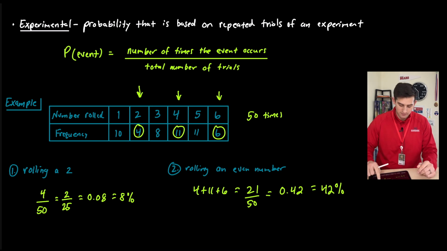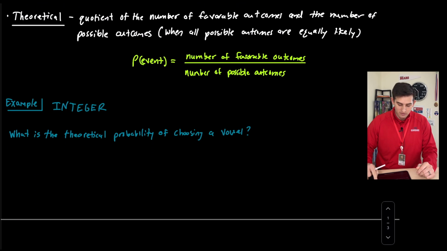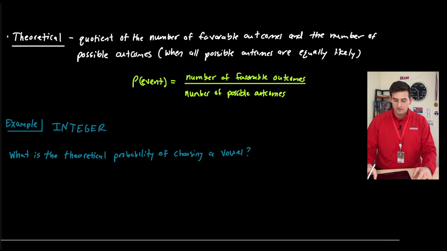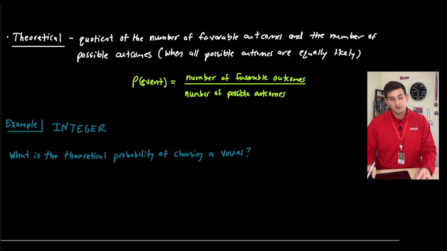Let's look at theoretical now. Theoretical probability is the quotient of the number of favorable outcomes and the number of possible outcomes. This is when all possible outcomes are equally likely, right? Think about flipping a coin. It's either going to land on heads or it's going to land on tails.